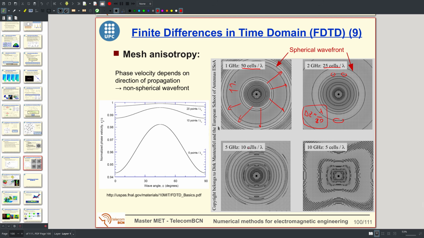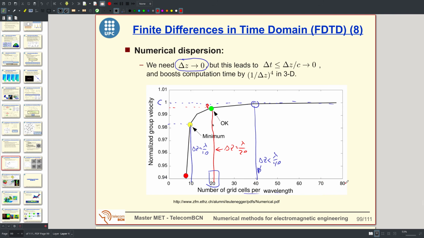If you use 10 cells per lambda, you can see here that the wavefront is not completely cylindrical. There are defects, clearly there is some error. This is the absolute minimum that you should use, because if you use less than that, if you use only 5 cells per lambda, the results are completely wrong, because the speed of propagation depends so much on the direction of propagation that the wavefront is completely different from a cylindrical wavefront. As you can see here, the velocity of propagation is completely different from c.